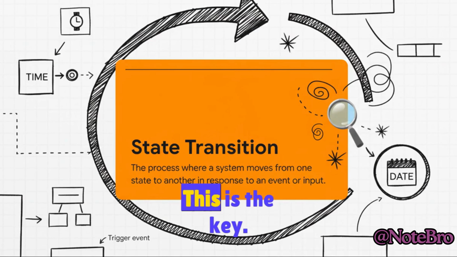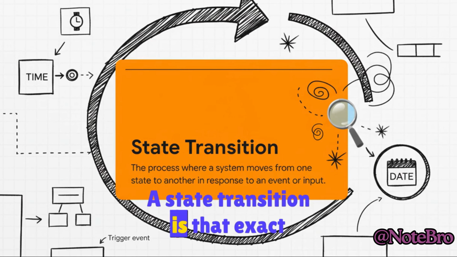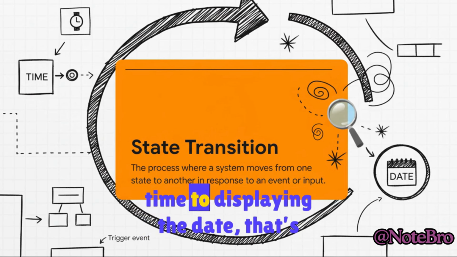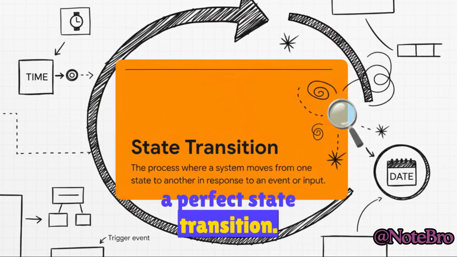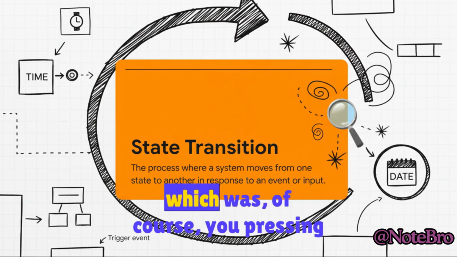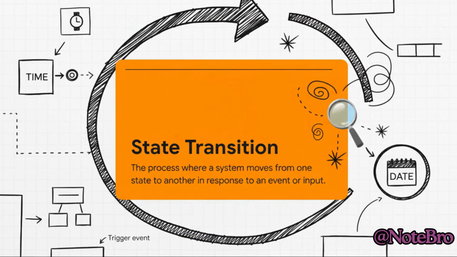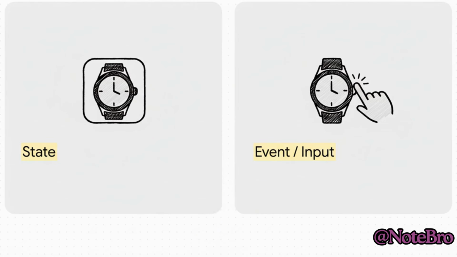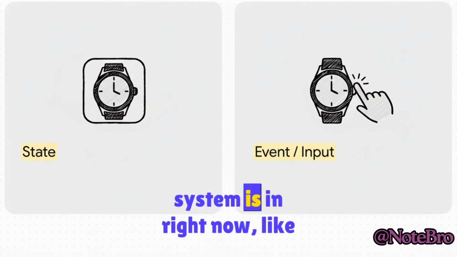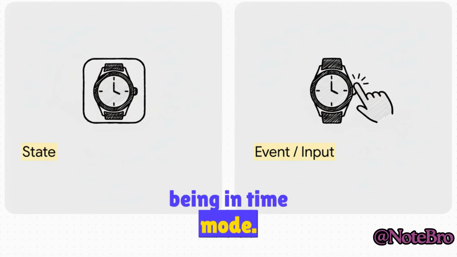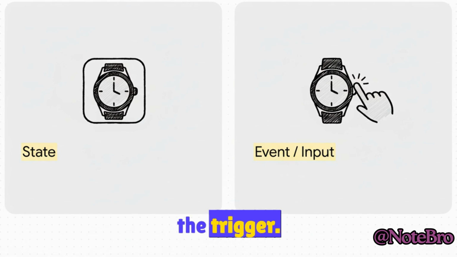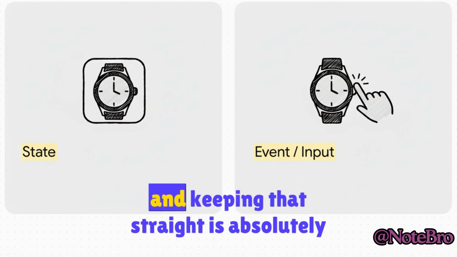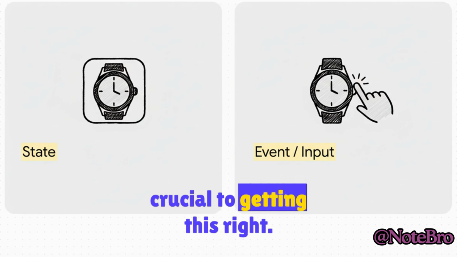This is the key. A state transition is that exact moment of change. Your watch, moving from displaying the time to displaying the date, that's a perfect state transition. It was triggered by the event, which was, of course, you pressing the button. And this brings us to something that trips people up all the time. A state is the condition the system is in right now, like being in time mode. The event, or the input, is the trigger. It's the action, like the reset button getting pressed. They are not the same thing, and keeping that straight is absolutely crucial to getting this right.